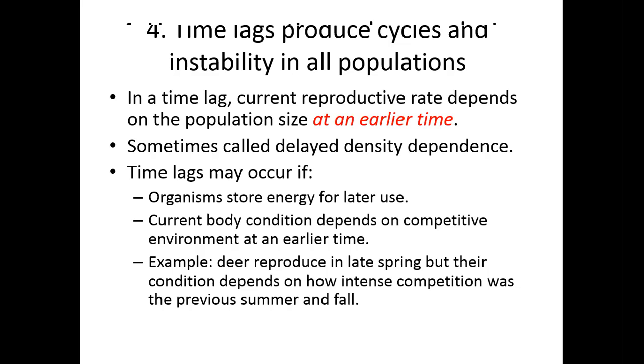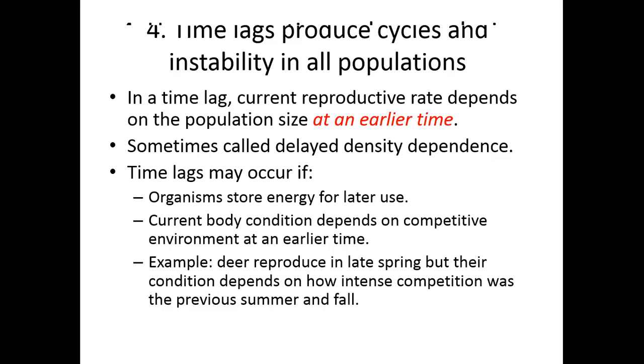That's what's determining your current population growth rate. So this is sometimes called delayed density dependence. And there are a couple of reasons why you might see delayed density dependence. First off, if organisms store energy for their use, then they may have greater ability to reproduce at a later time than you might expect based on the population density.